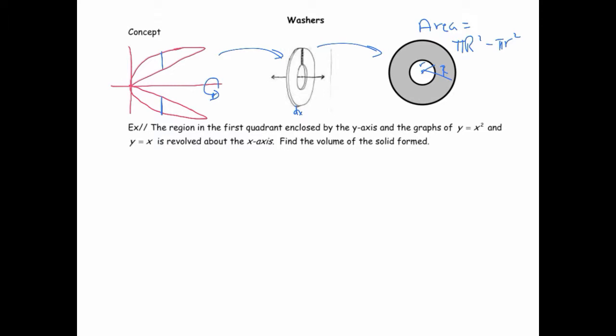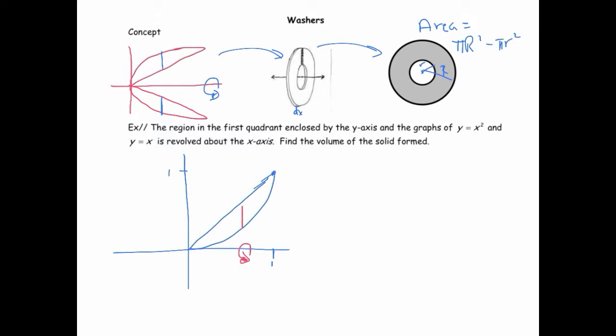So let's do an example. The region in the first quadrant enclosed by the y-axis and the graphs of y equals x squared and y equals x is revolved about the x-axis. So let's sketch that picture. y equals x looks like this, and y equals x squared looks like this. I didn't draw everything, but I just drew the important region. And we know that these are going to intersect at the point (1, 1).